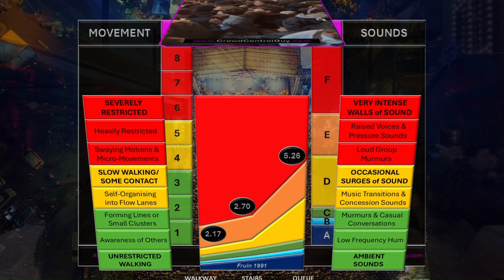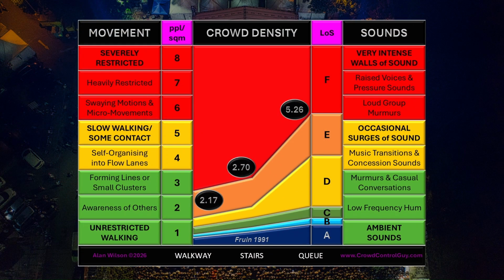I'll put this all together for you. On your left, you have the movement. On your right, you have the sounds. You have people per square meter directly correlated with their relationship to Fruin's level of service. I'm not going to read them all out. They're in a handout I've prepared for you.